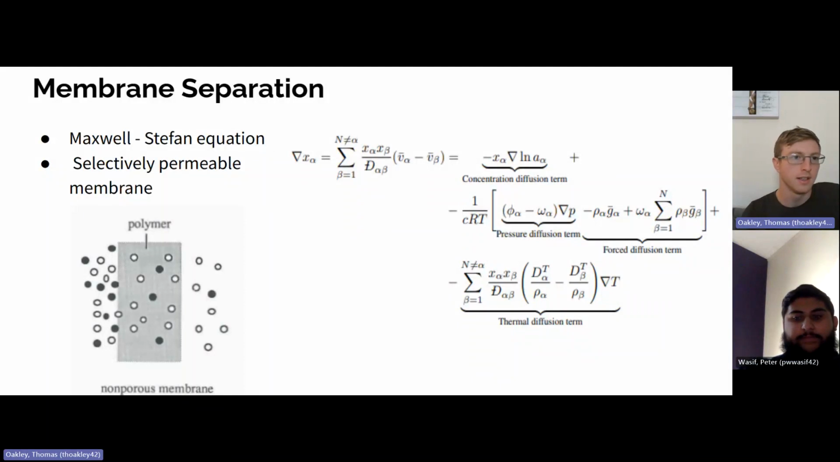While fairly simple in application when you know what membrane to use, the actual theory behind it can be quite complex. It's using the Maxwell-Stefan equation, which has terms for concentration diffusion, pressure diffusion, forced diffusion, and thermal diffusion, all of which would be applied to each gas separately and together through this selectively permeable membrane, which does not allow nitrogen to diffuse through it.